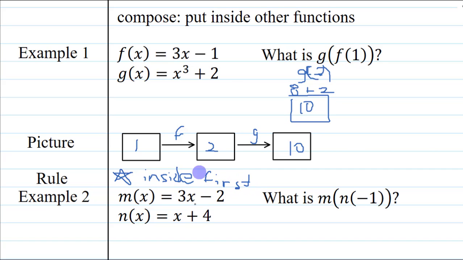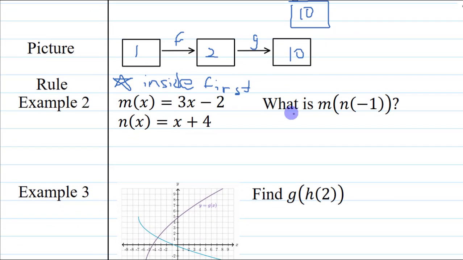F-I-R-S-T. I can't type right here because it would shut everything down. So do the inside first, or do it inside out. So first do f of 1, and then do g of whatever that is. Do the inside first. Okay, let's try another one.